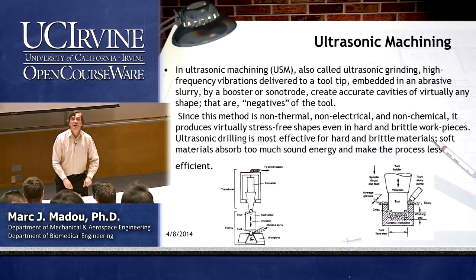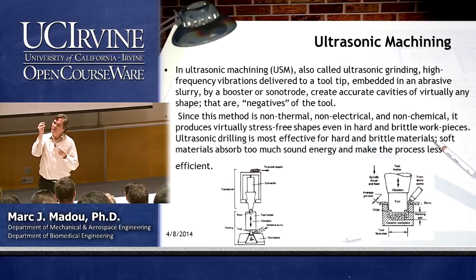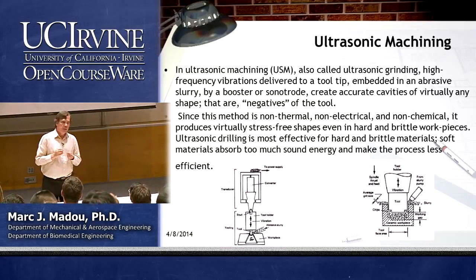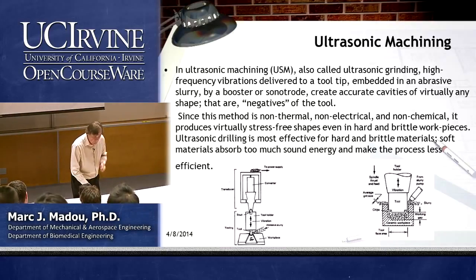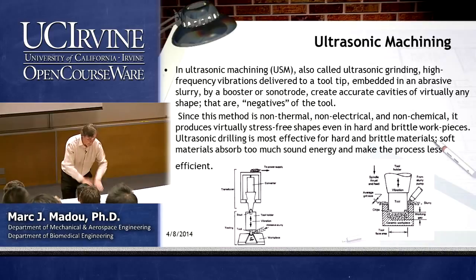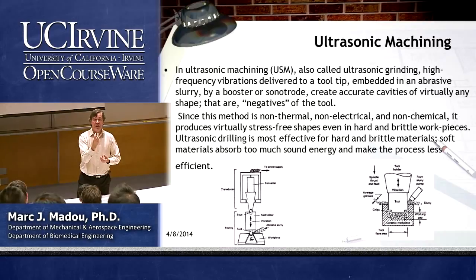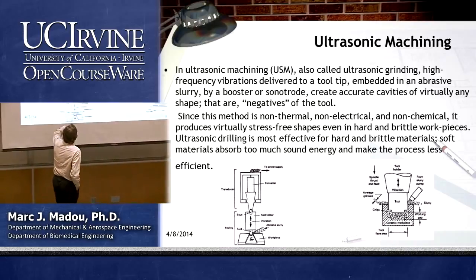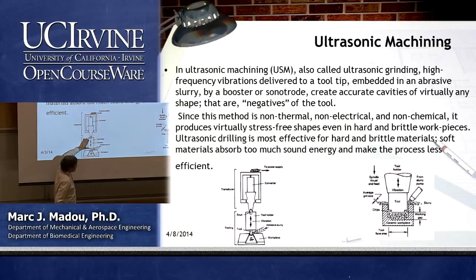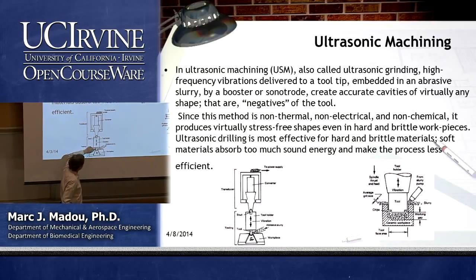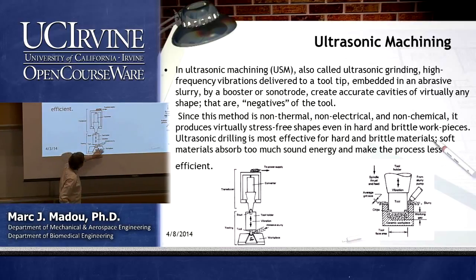Also, what I have is a slurry. I have water with small, fine abrasive particles. And through this movement of what we call the sonotrode, the tool, these slurry particles are agitated, going back and forth and carving out the opposite shape of your workpiece. So let's look at how that works. Over here, this structure is the tool, the vibration structure, and it makes this end go up and down against the workpiece.